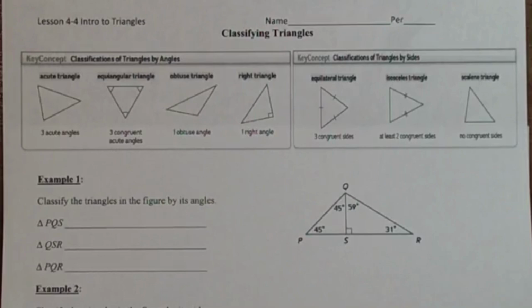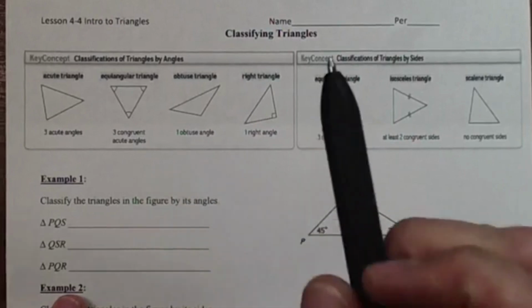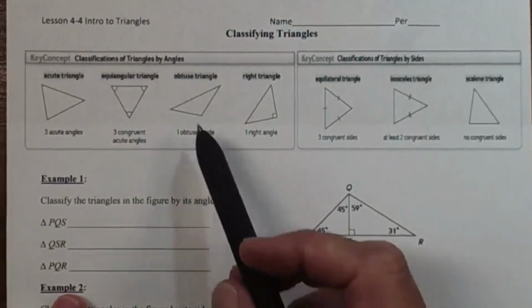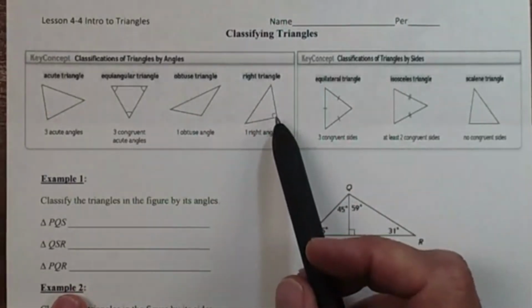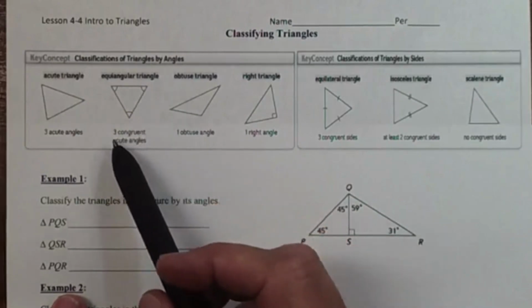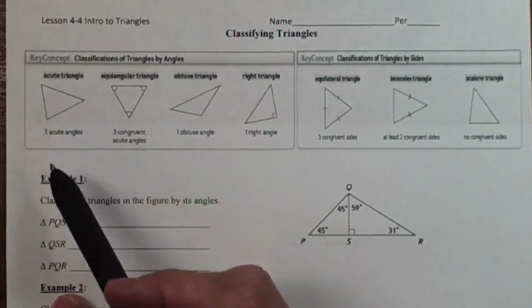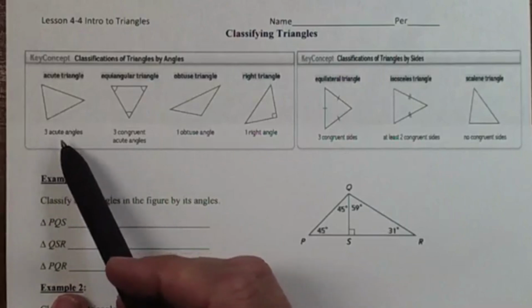All right, that's actually a pretty good joke to lead into this, because the first thing we're going to do is classify triangles. As you can see, we can classify triangles by angles. Obtuse means that one angle, right here, is greater than 90 and less than 180. Then we can also have a right triangle, which has exactly one right angle. Then we can have an equiangular triangle, where all the angles have the same measure. And then we can have an acute triangle, where all the angles are acute.